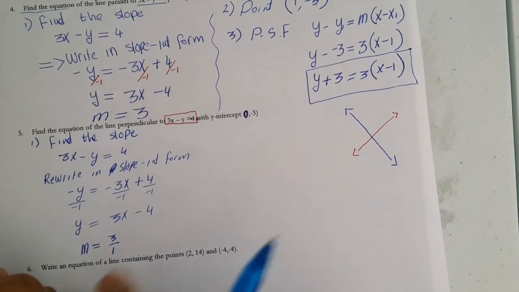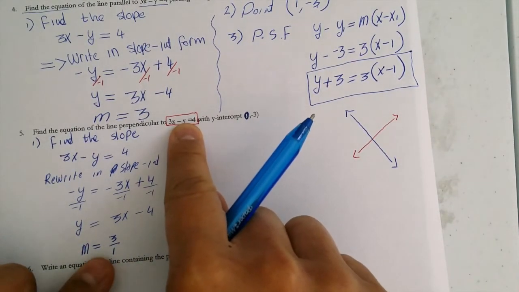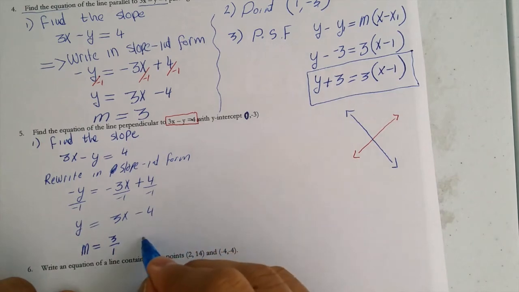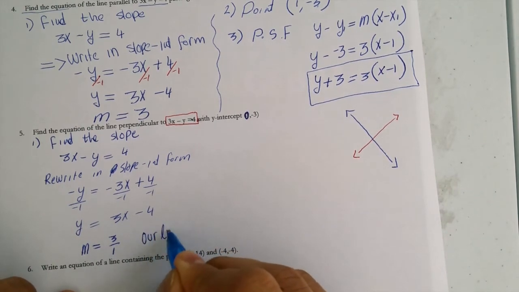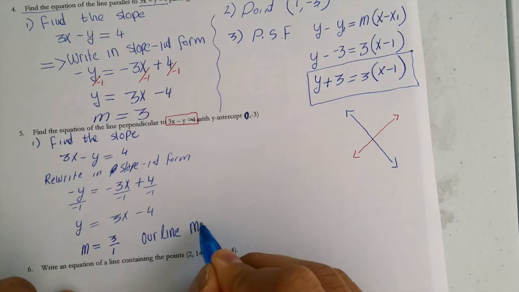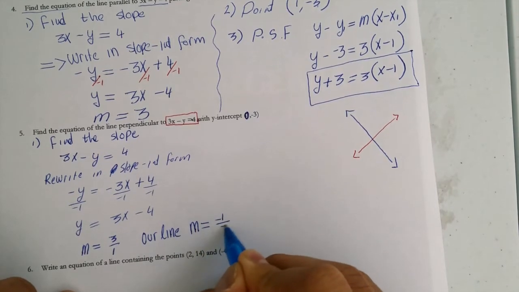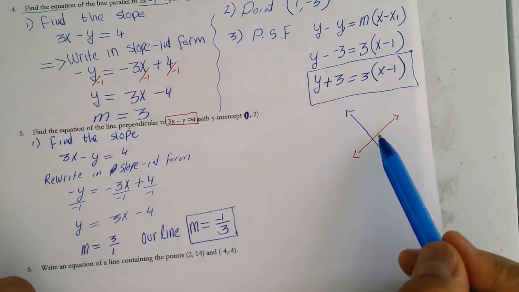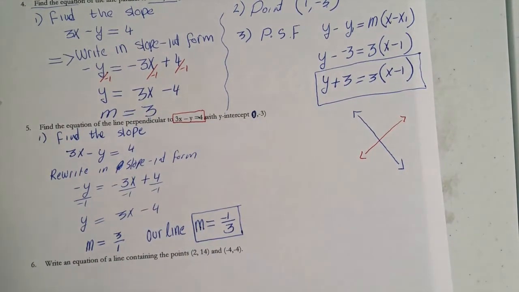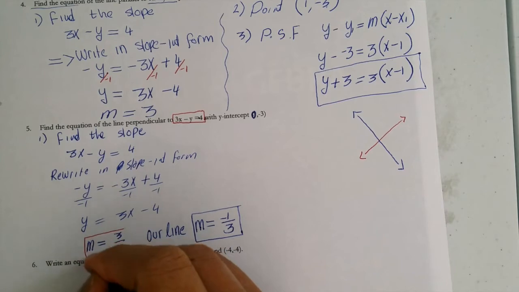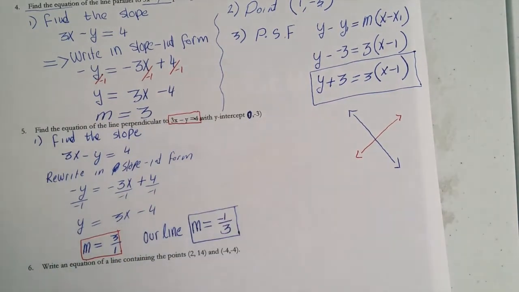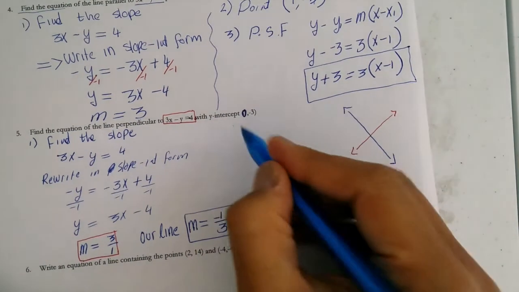Now this is the slope of the red line, which is 3/1. The slope of our line is the negative reciprocal of that. So maybe I'll make a note. Our line, the line we're looking for, the slope is going to be the negative reciprocal of it, because of the fact that these lines are perpendicular. Okay, so maybe I'll box this in red because it refers to the other line. Awesome, we have the slope.